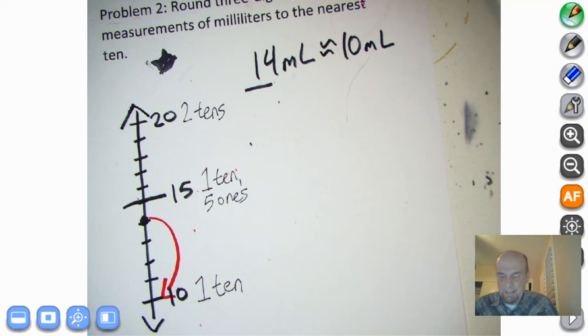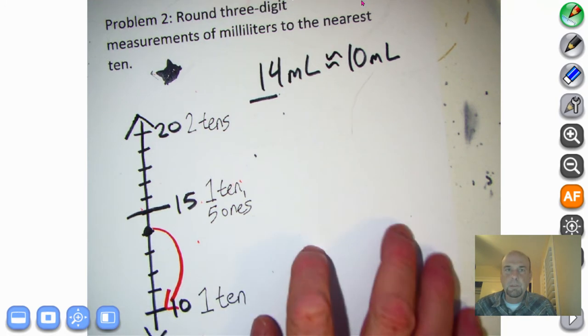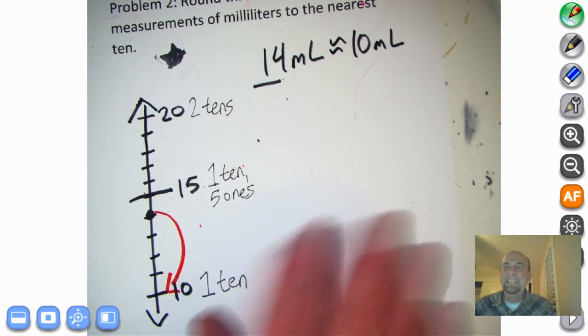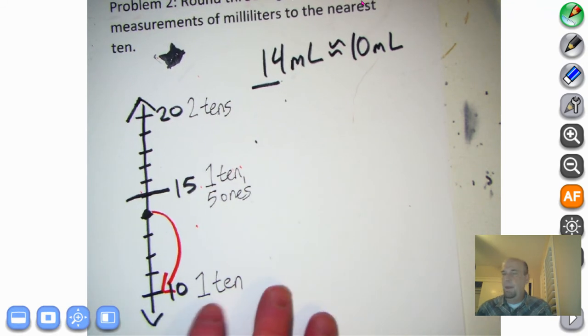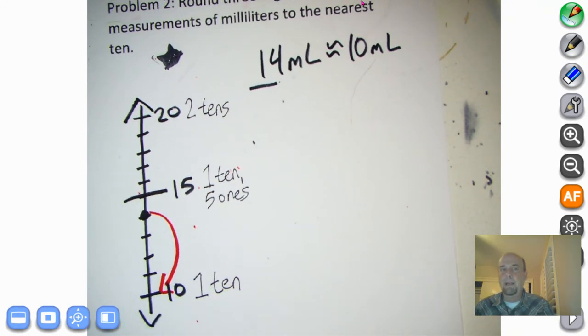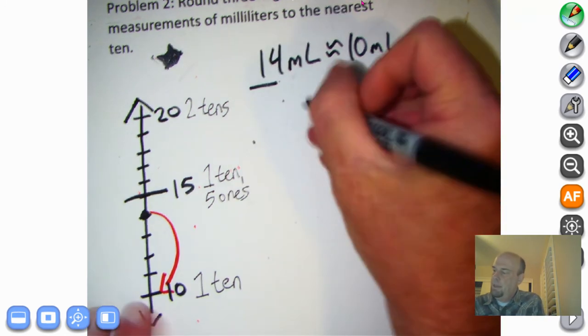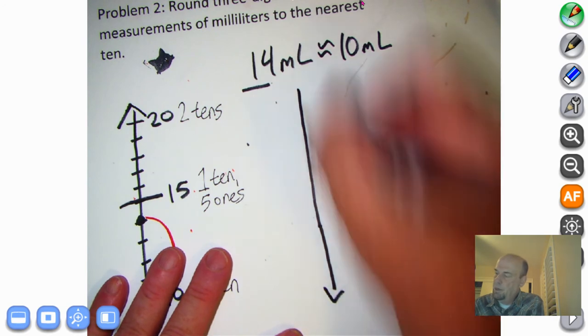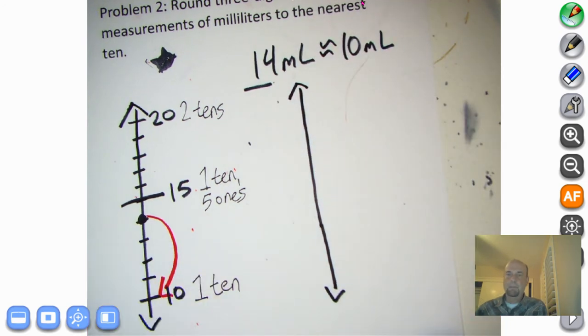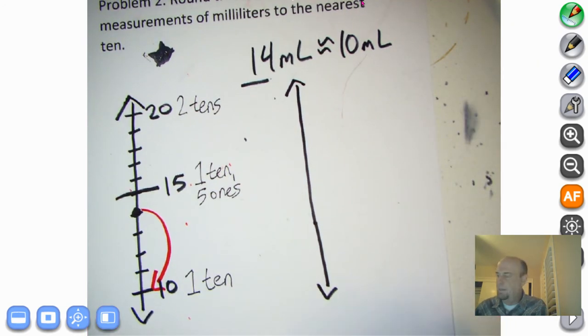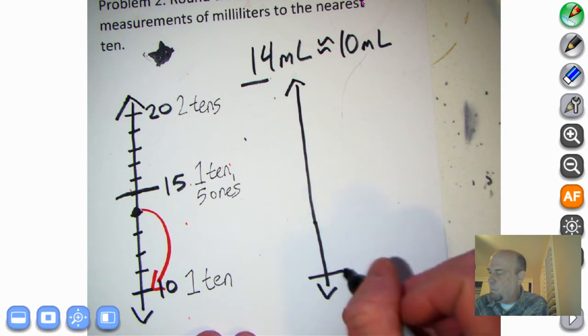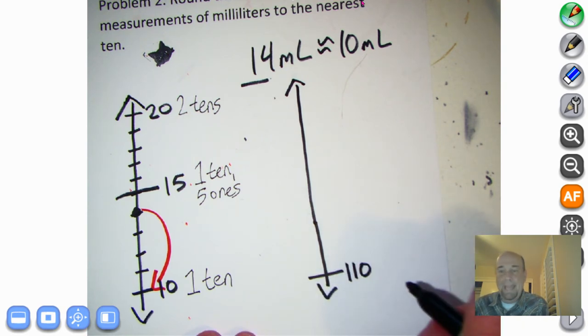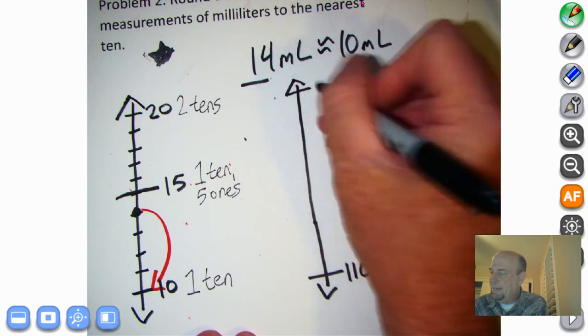That's remarkable. Let's do another number line, except this time, per our instructions, we're going to do a 3-digit measurement. Okay? Are we ready for a 3-digit measurement? I think we are. Here comes the vertical number line. Nobody or nothing can stop the vertical number line. And so we're going to put down here 110, and we're going to put up here 120.